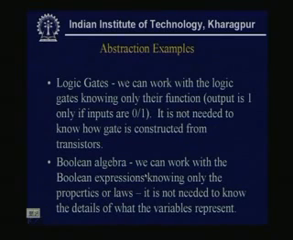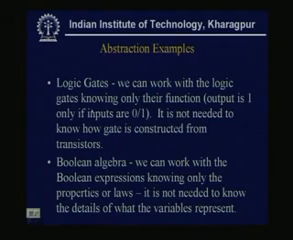Now, we give abstraction as an example. Just now I have taken one big system and represented it by some logic gates: AND, OR, NOT, NAND, NOR. These are some basic gates we just read, and using them I have given this. Now, we can work with these logic gates knowing only their function. That means we have just seen that for a 2 input AND gate, the output will be 1 only when both inputs are 1.